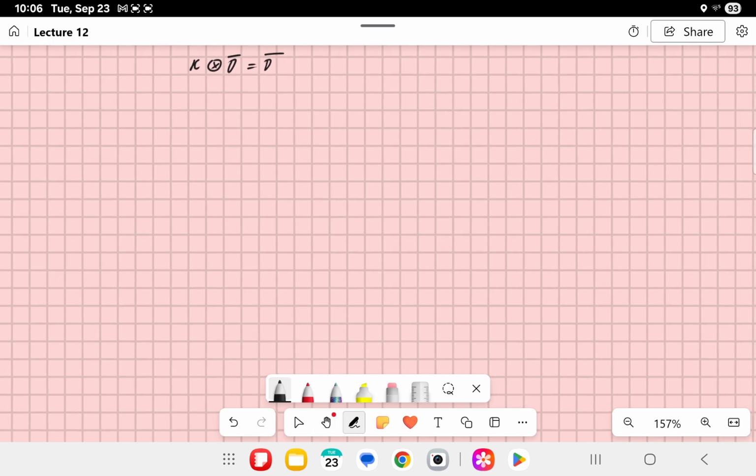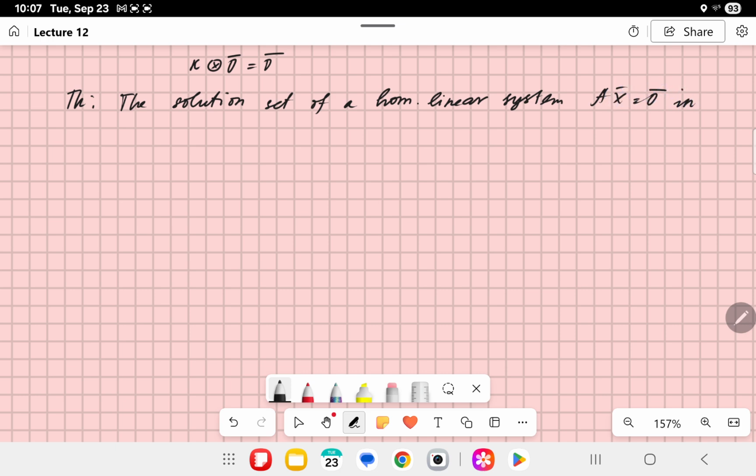Okay, next interesting subspace is going to be the solution set of a homogeneous linear system. So that's going to be a theorem. The solution set of a homogeneous linear system AX equals 0 in n unknowns is a subspace of Rn.